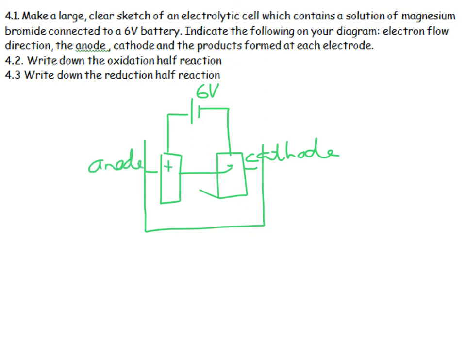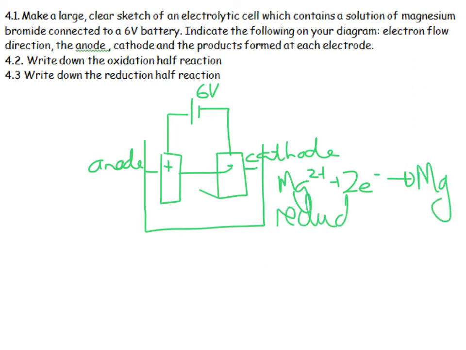At the cathode, the positive ions, Mg2+, are attracted. They gain 2 electrons and they become magnesium. That is the gaining of electrons, so it's where reduction takes place. You've written down the half reaction now. And on the other side, you have the bromide ion coming and losing electrons to become bromine. I need a 2 there and a 2 there, and that is your oxidation step.